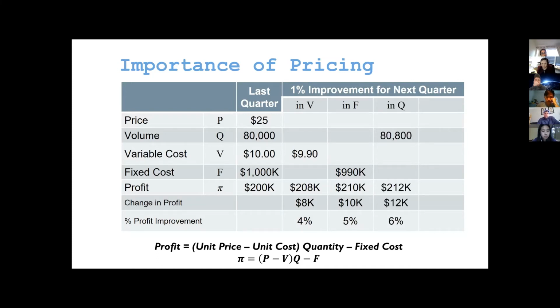Say now you want instead to try to sell more units, and you want to make an improvement on volume. That's now 80,800 units, a 1% improvement. So that makes an increase of $12,000 in your profit. So that's a 6% improvement. So the first two items were cost reductions, either variable costs or fixed costs. The third item is really an improvement in sales of the units, which led to 6%.